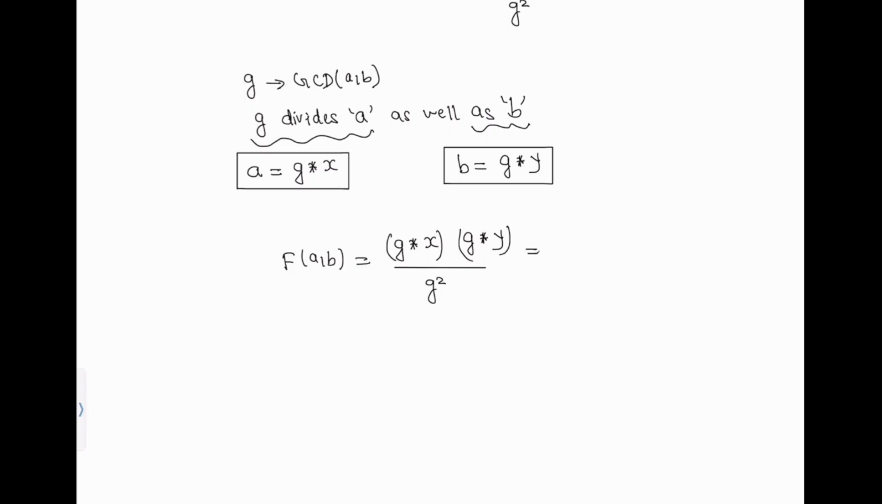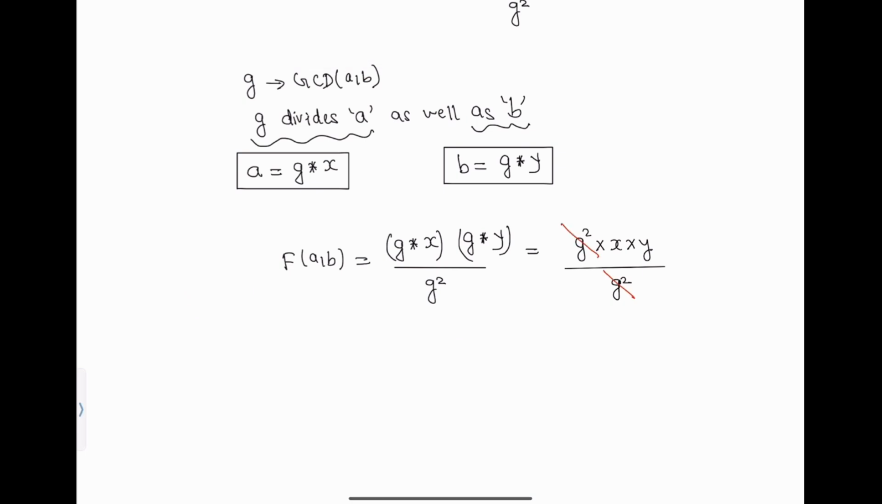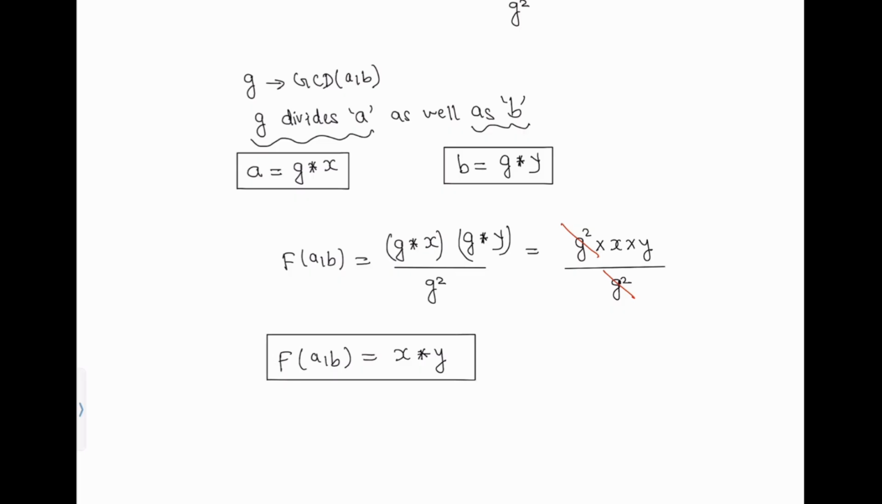So what does it become? It becomes G squared multiplied with X multiplied with Y divided by G squared. Well, the G squared gets cancelled, right? So our equation simplifies to F(A,B) is equal to X multiplied with Y. And X and Y are some numbers, right?